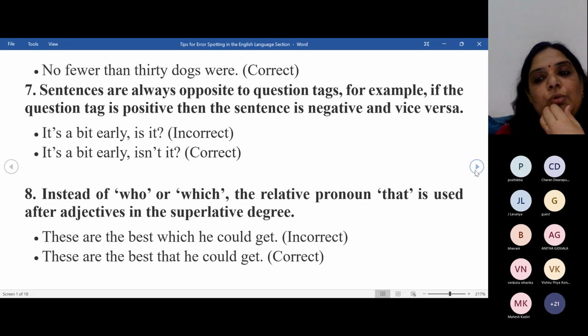So adjectives, you know adjectives. What are adjectives? Adjectives are the describing words, the words that describe the noun.